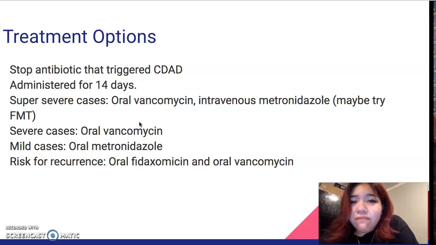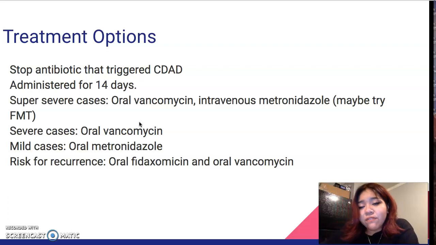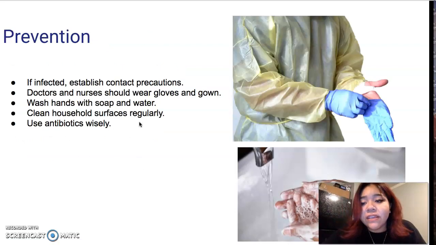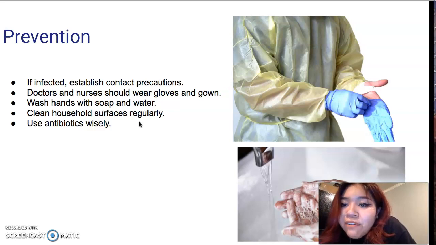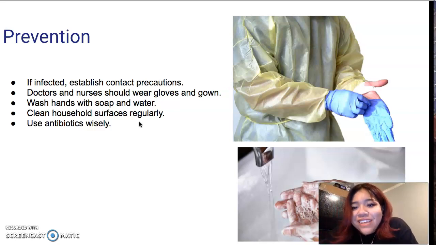And if the doctor thinks you're at risk for recurrence, they would give you fidaxomicin and oral vancomycin. Fidaxomicin is more expensive, but it is very effective. That's why they don't give it to you like at the first try, because usually it works, you know. Metronidazole and vancomycin.